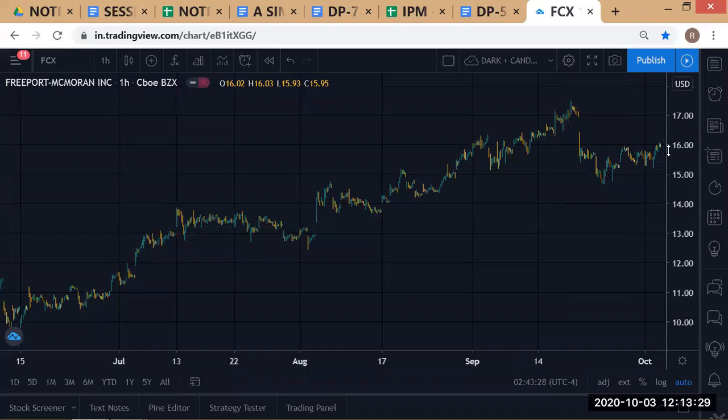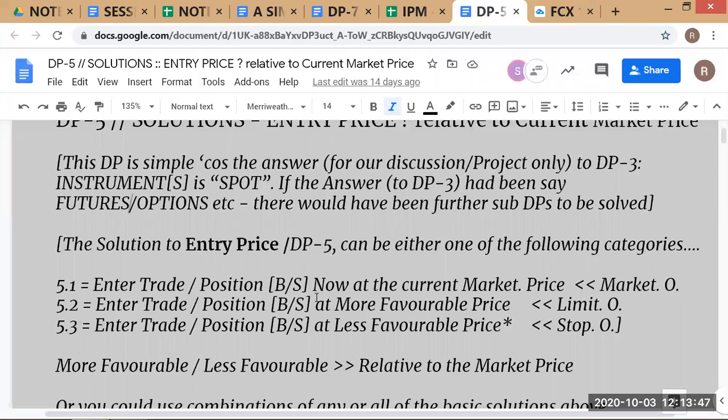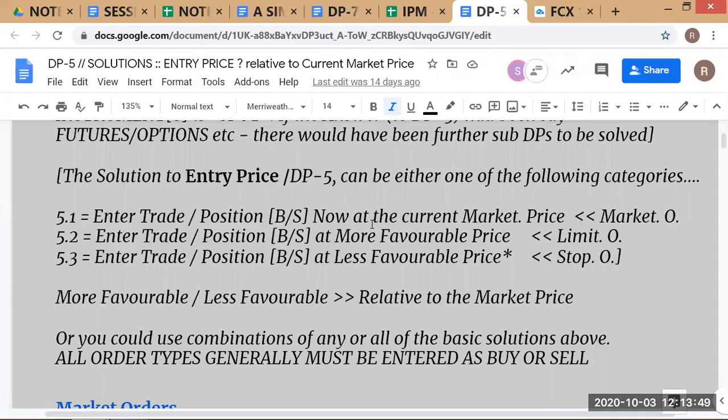So if your view is that the market is going to collapse immediately, let's assume that is a bearish bias, so you have a selling bias. Now, the question is, at what price will you enter? What should be the entry price? At market, or at a price more favorable than the current market, or less favorable than the current market.